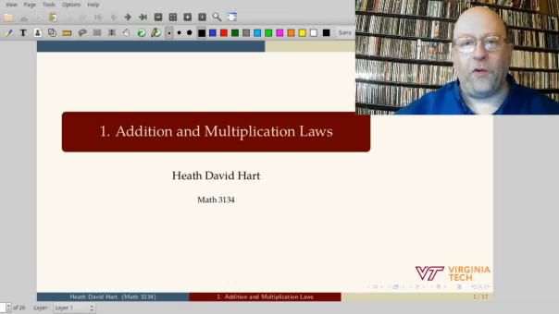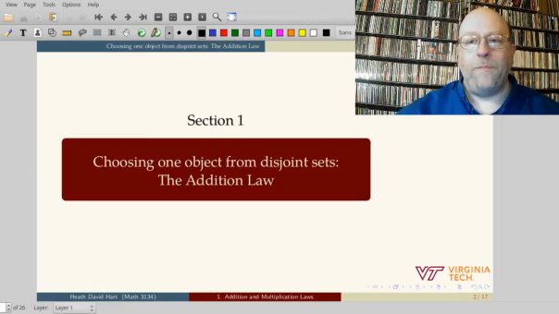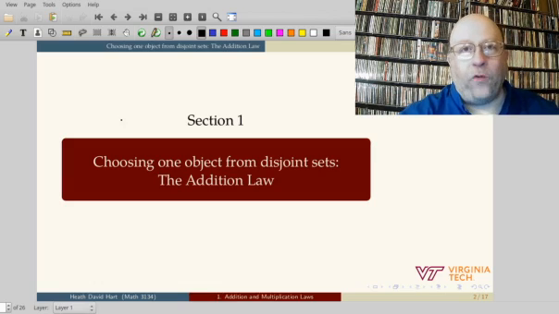What we're covering today are the addition and multiplication laws. Let's talk about what we mean from that. Our goal is to be able to count how many outcomes are possible for a described scenario that has multiple possible outputs. The addition law applies when we're choosing a single object from disjoint sets. It's easier to see an example than to describe it verbally. So let's look at this example.